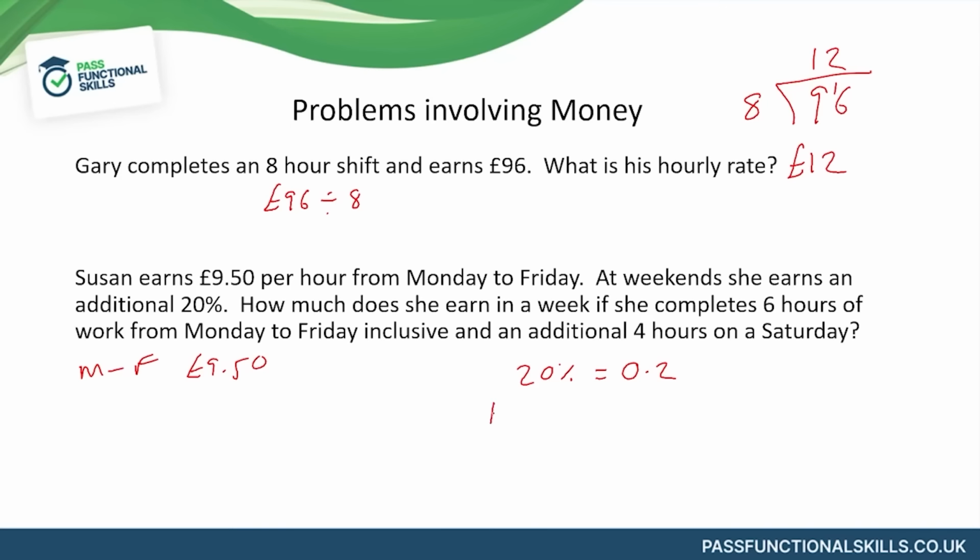Now, if we want to increase by 20%, we just add 1 to this number here. So 0.2 plus 1 is 1.2. So the weekend rate is going to be 1.2 multiplied by £9.50. And £9.50 times 1.2, that is £11.40. Okay, so Saturday and Sunday, the pay rate is £11.40.